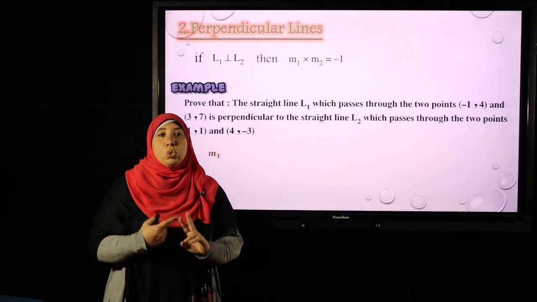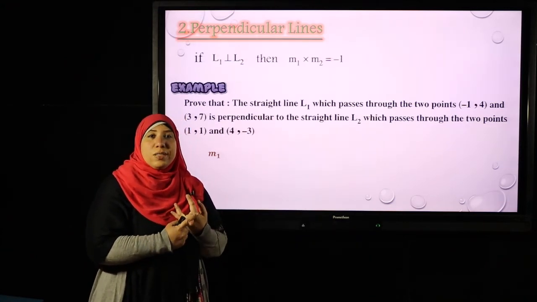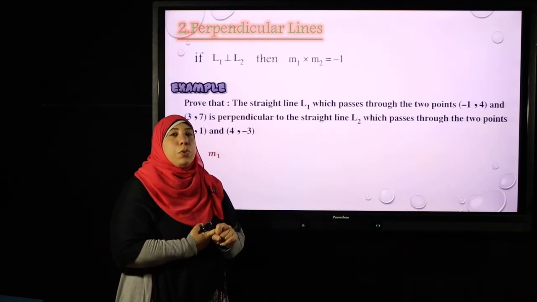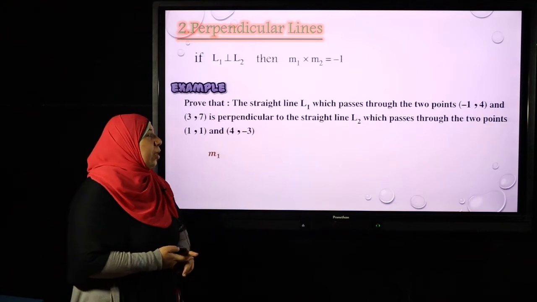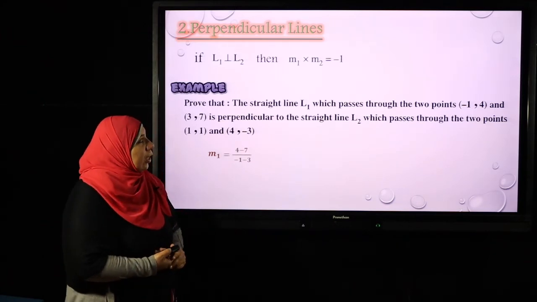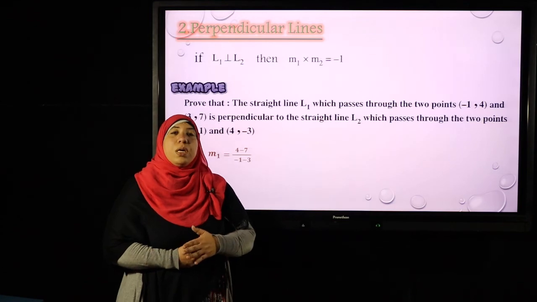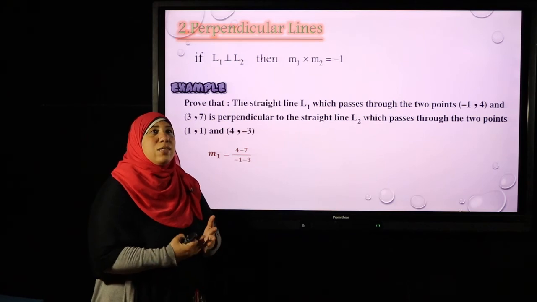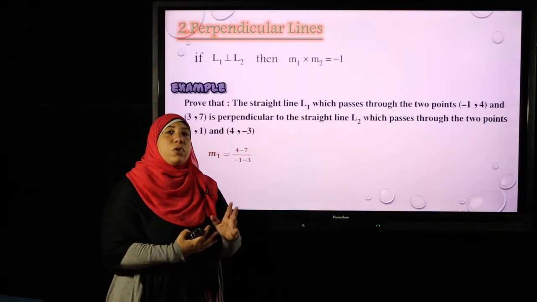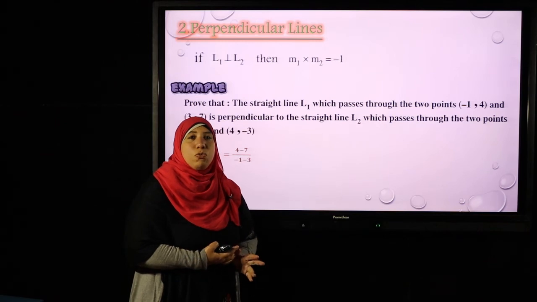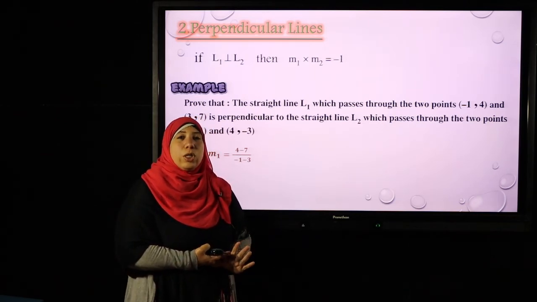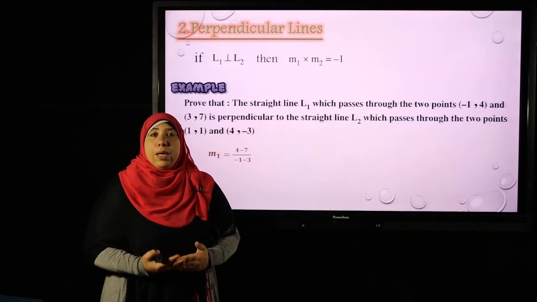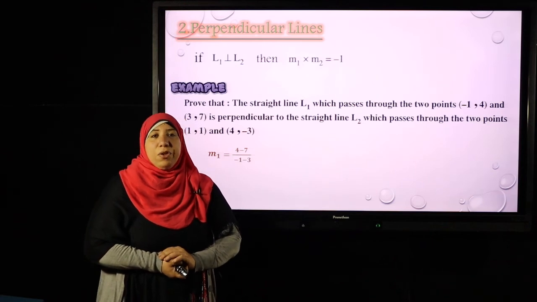So you have here two rules. If you have two parallel straight lines, their slopes are equal. If you have two perpendicular straight lines, the product of their slopes has to be equal to negative 1. Now I will use the rule of (y2 minus y1) over (x2 minus x1) because the given here is 2 points. So I use the rule according to the given. If he gives you 2 points, I will use the rule of (y2 minus y1) over (x2 minus x1). And if he gives you the angle, I will use the other rule, which is tan theta.